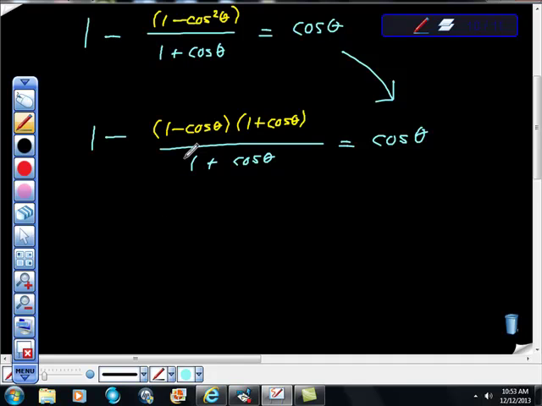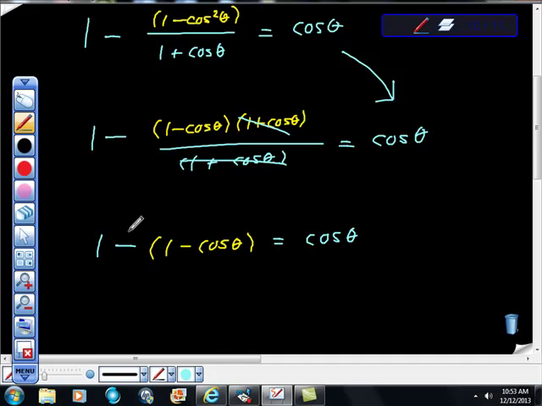Matt, you were right. 1 plus cosine theta is a factor at the bottom. 1 plus cosine theta is a factor. These things are being multiplied, so they're factors, not add-ins. So you're right. We can cancel those. That leaves us with 1 minus cosine theta is equal to cosine theta.